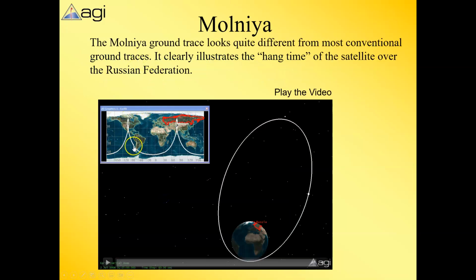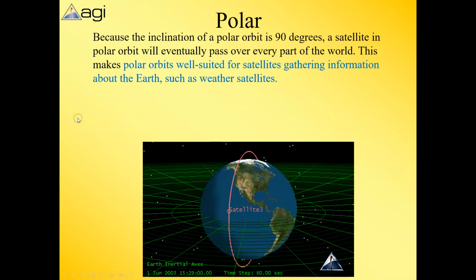And then this is what the ground trace looks like, and it looks different than a lot of other ones. It kind of even overlaps a little bit, but it does have that hang time, which allows it to capture parts of those northern latitudes.